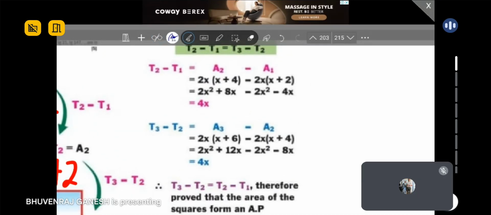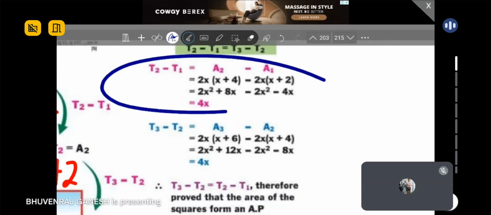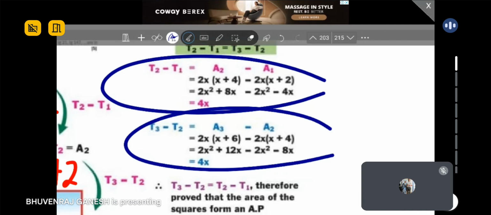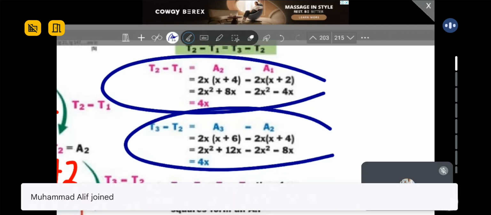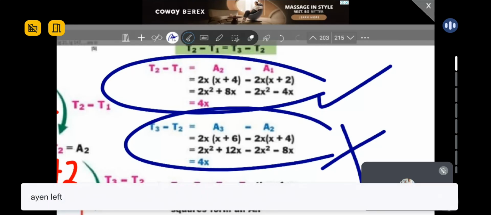Macam mana buktikan sesuatu janjang tu adalah janjang aritmetik? Kamu kena tunjuk pengiraan macam ni. Okay, buat untuk semua sebutan. Show for at least 2 terms. Okay, don't just show this one, then you don't show this one, cannot. Kena tunjuk dua-dua. Okay, because then only it shows is consistent.